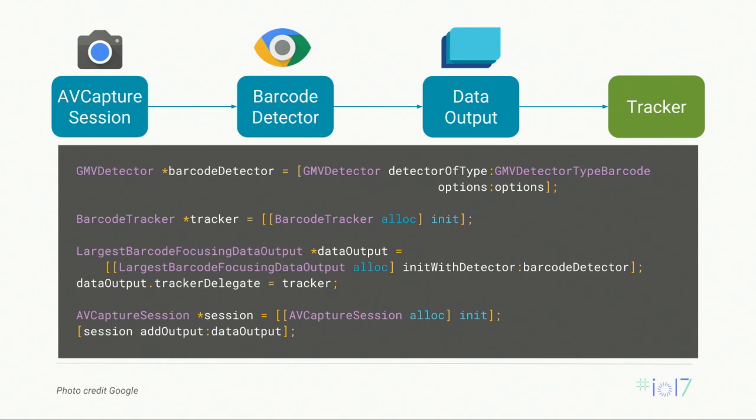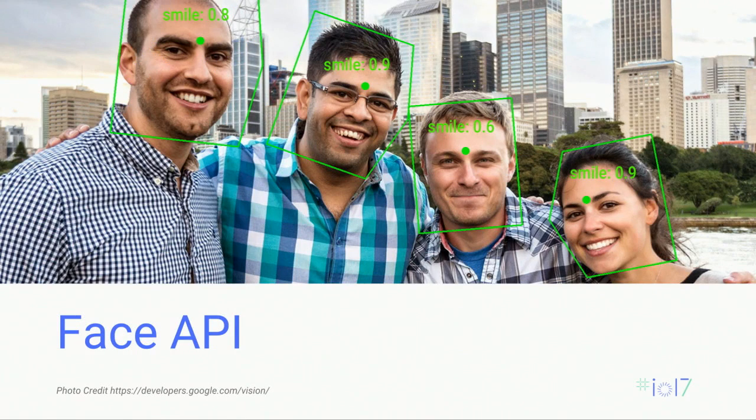So you want to instantiate a detector. You want to instantiate a tracker where you put your business logic. You're using a data output to hook up your detection result to your tracker. And then you use the AV capture session to stream the camera into the detection. Next, Yulong will talk about Face API.